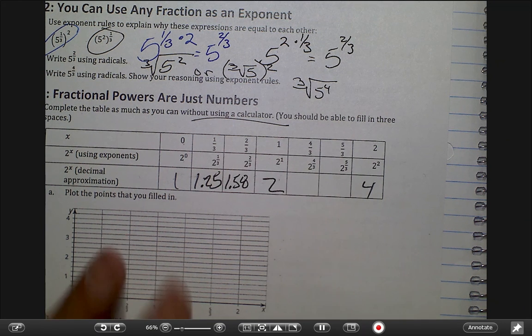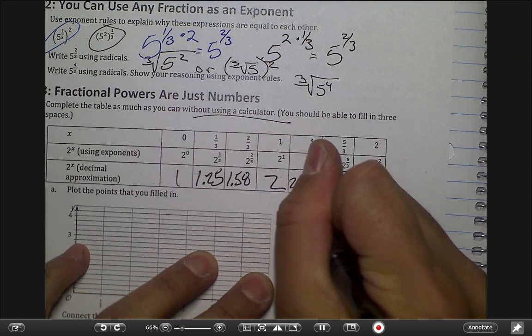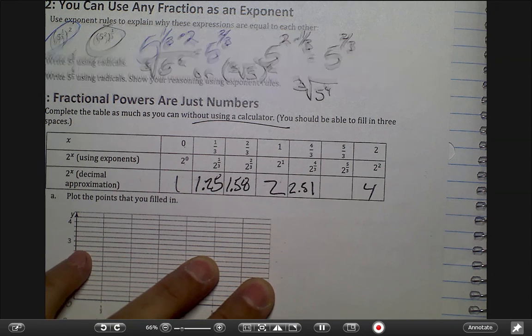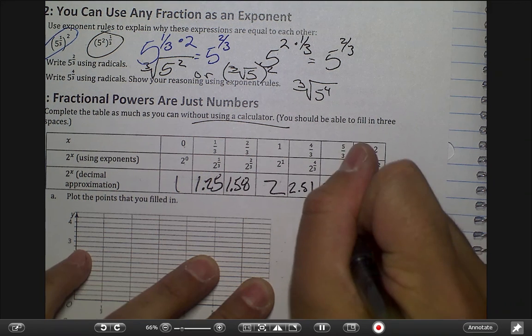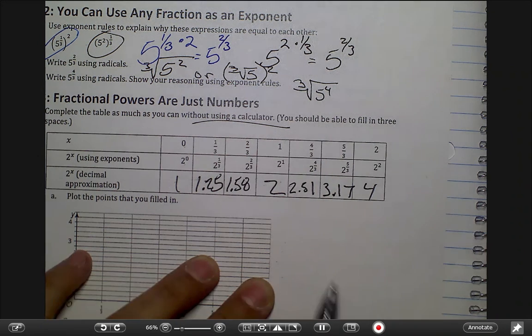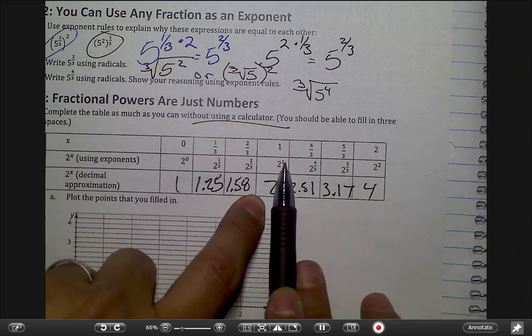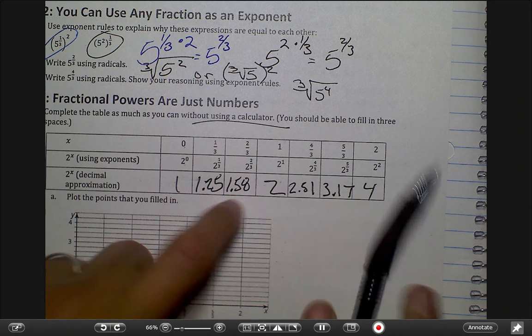2 to the 4/3. 2 point what? All right. What about 2 to the 5/3? 1.7? Okay. All right. Hey, does that work out? So in between the 1st power and the 2nd power, they should be between 2 and 4.